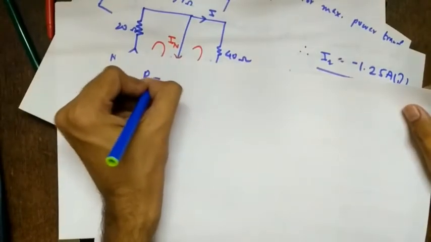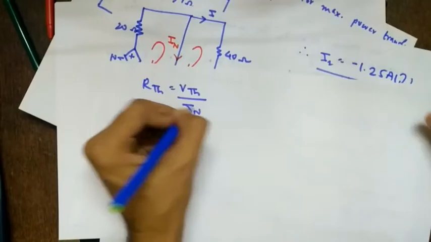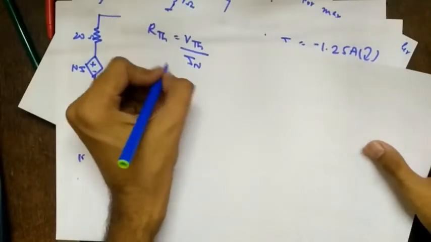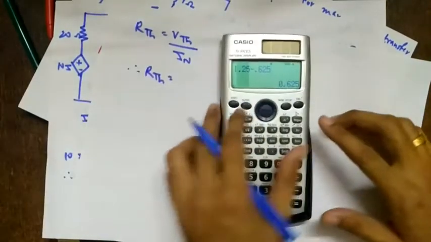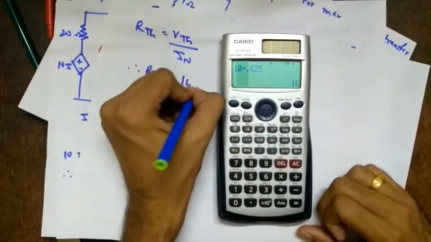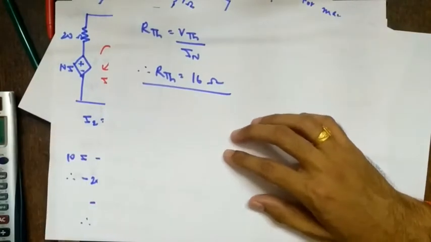So RTH equals VTH upon IN. VTH was 10 volts. So therefore RTH equals 10 divided by IN, which is 0.625. So 16 ohms. Again remember, RTH can come out to be negative. In this case it is positive.